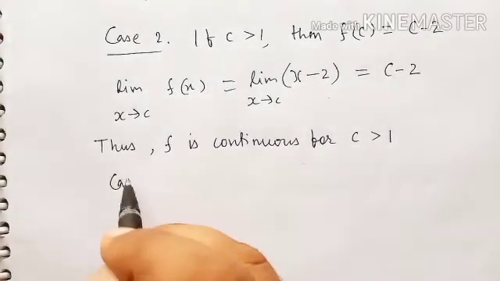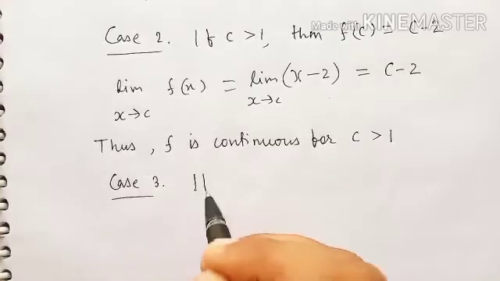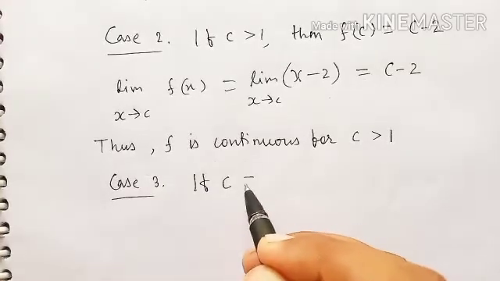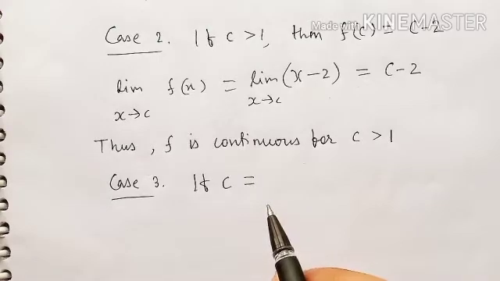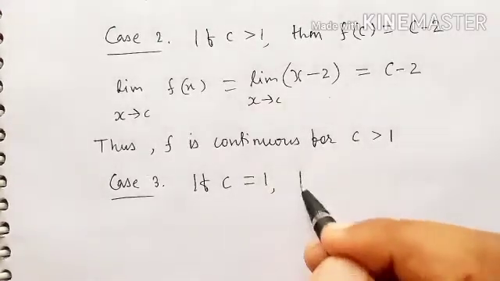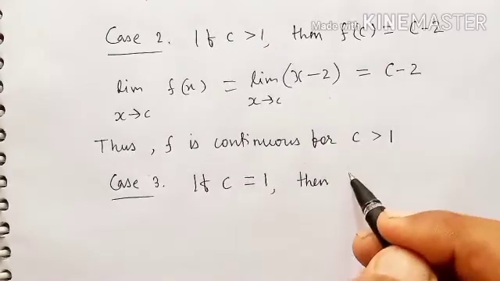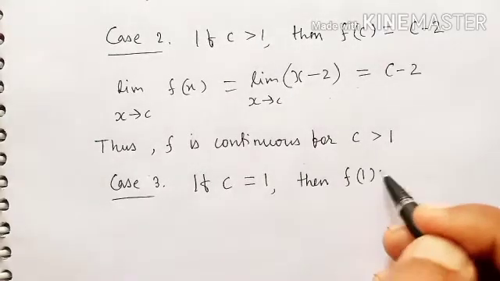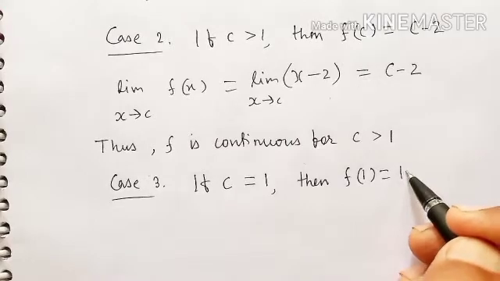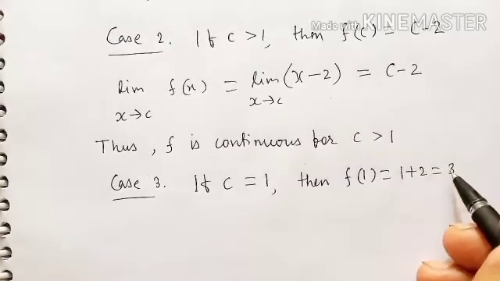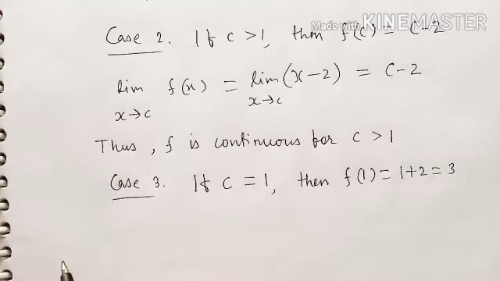Let us discuss case 3. If c is equal to 1, then by the definition, when x is equal to 1, f(x) is x + 2. So f(1) is 1 + 2, this is 3. Now let us discuss the left hand limit and right hand limit, because for the left side of 1, f(x) is x + 2, and for the right side of 1, f(x) is x - 2.